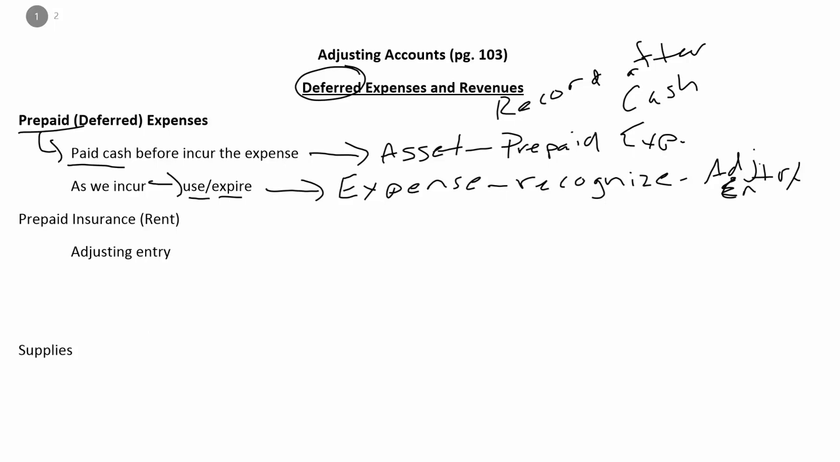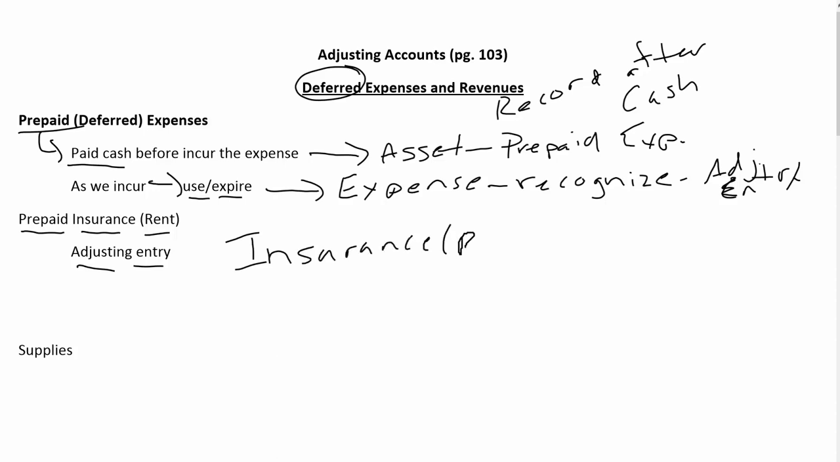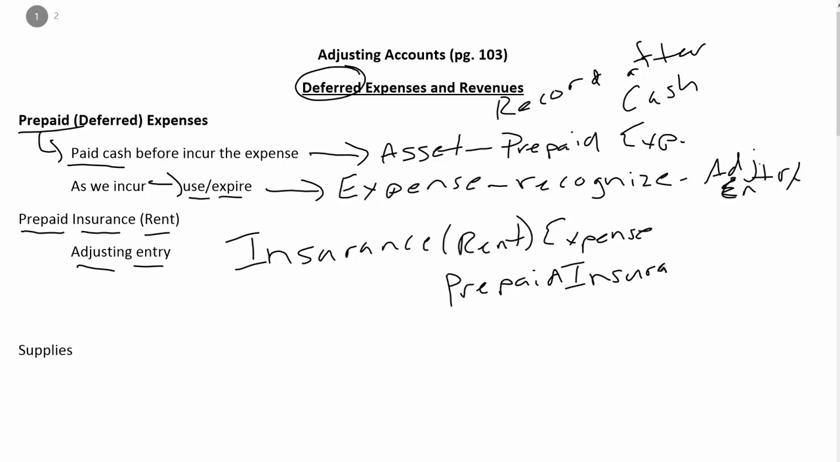And so, for example, we could have a prepaid insurance or a prepaid rent. And in your video, you looked at an example of a prepaid rent. And so, as a prepaid expense, the adjusting entry for that is that we would debit the insurance, or if we're talking about rent, expense account. Hence, we would recognize that by debiting the expense account. And then we would credit that prepaid insurance, which was your asset, or your prepaid rent.